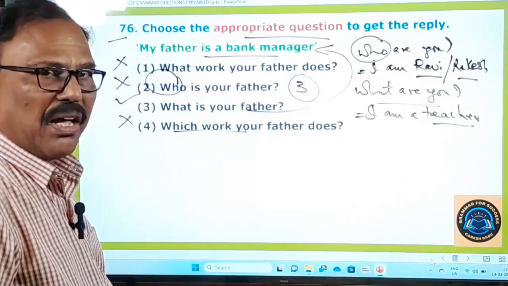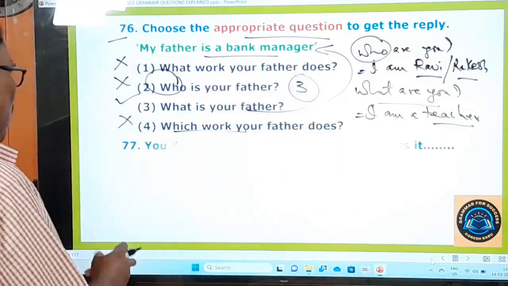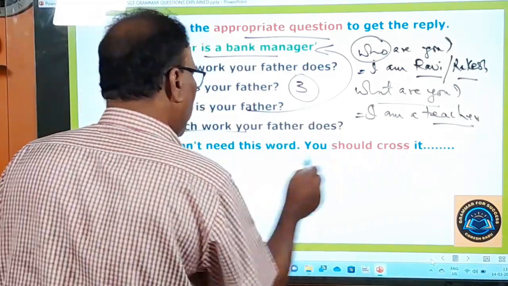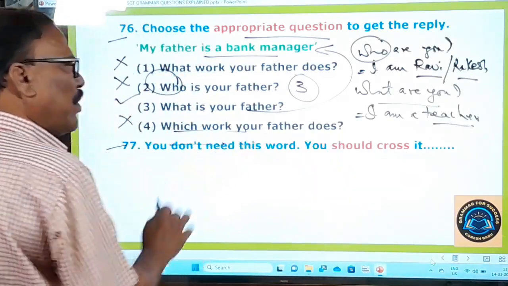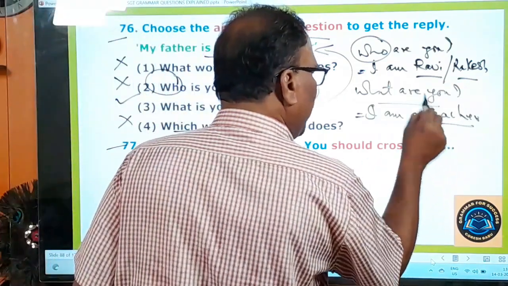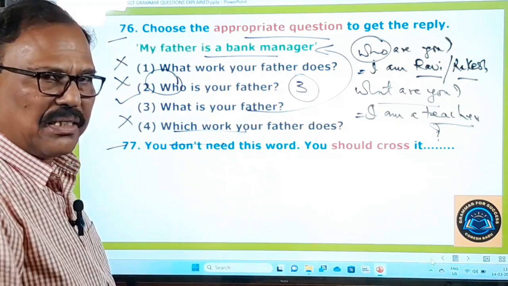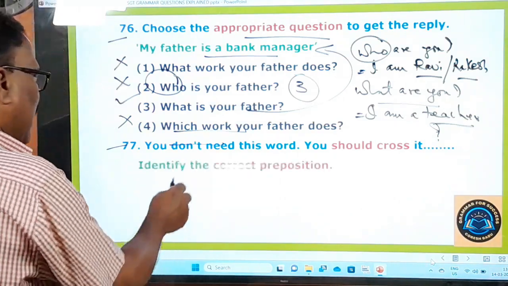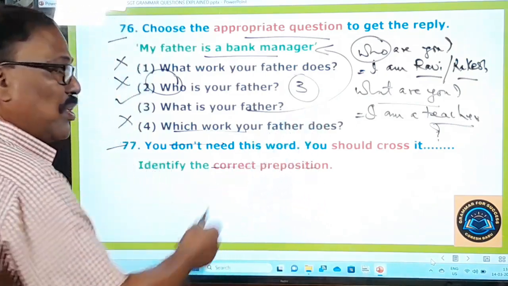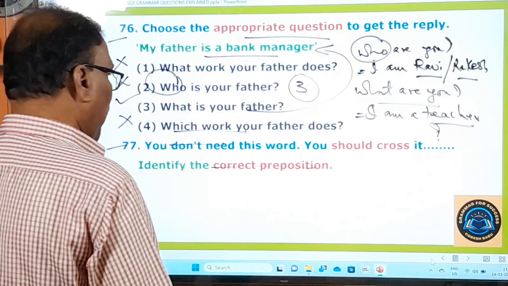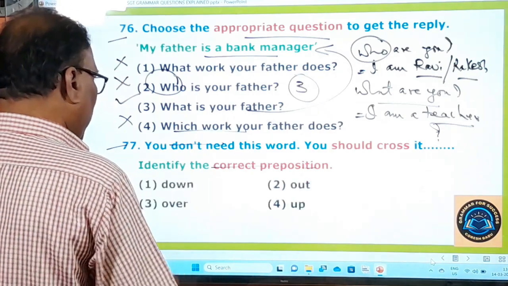Now let's move on to the next question. 77th question. You don't need this word, you should cross it. Whenever you don't need any word, you should cross it out. Here a dash is given. What to use in that blank? Identify the correct preposition. He's asking you to fill in the blank with a suitable, appropriate preposition. What are the options given?